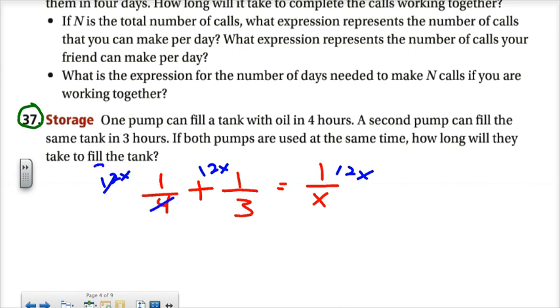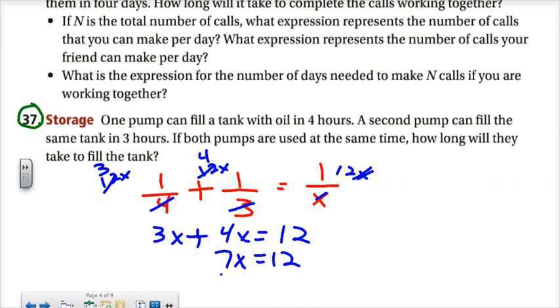The 4 is going to reduce with the 12, and that will give you 3x. The 3 is going to reduce with the 12, and that will give you 4x. And here the x's will cancel, and we'll get 12. So 7x equals 12, divide by 7. And for number 37, probably best to just say 1 5/7 hours, so your answer kind of makes sense, you know.